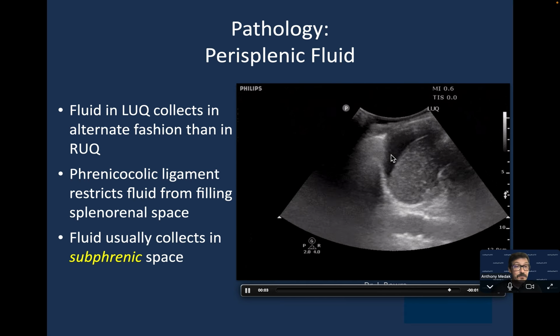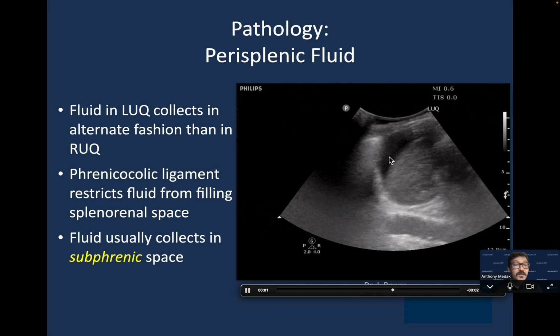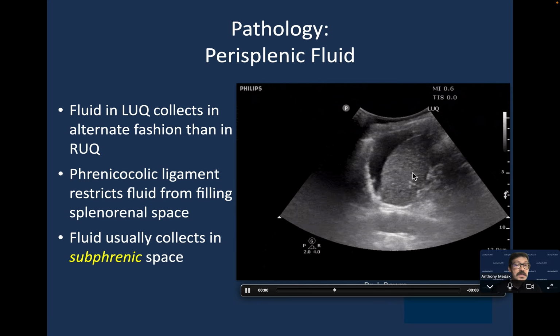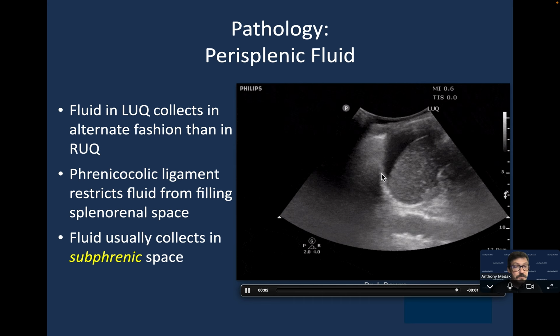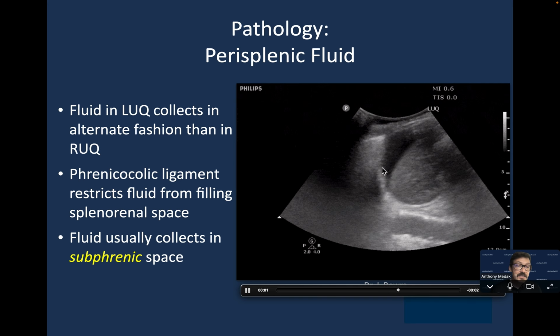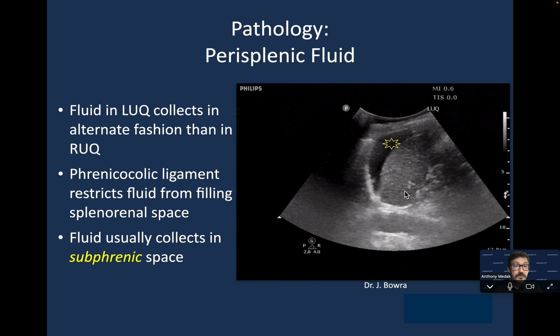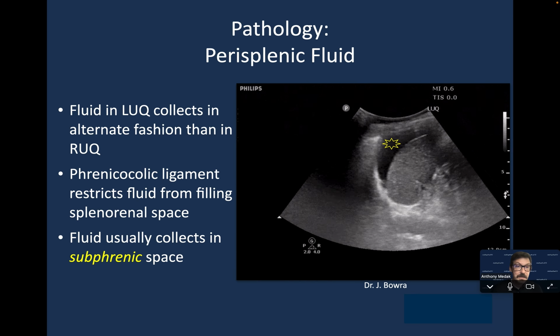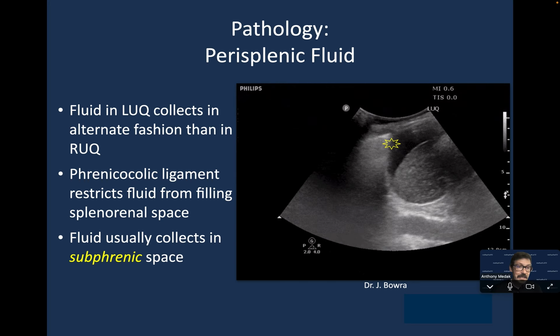But in that subphrenic space, in that space below the diaphragm, instead of seeing the spleen abutting the diaphragm, which would be the normal situation, here you can see that it is filled with fluid, and that is free fluid in that subphrenic space between the diaphragm and the spleen.